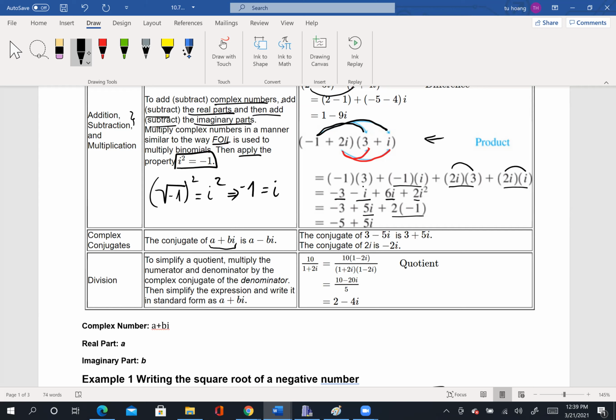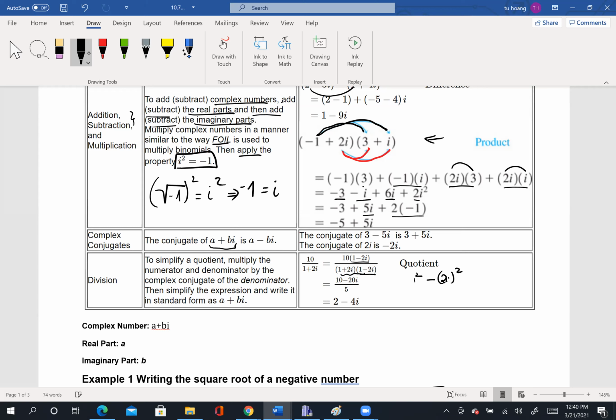So let's do an example over here. What you have is 10 divided by 1 plus 2i. What you're going to do is multiply by the conjugate of the bottom, which is 1 minus 2i. You multiply it for the denominator and the numerator. So you're going to get 10 minus 20i over, just skipping a step, and the bottom can be rewritten as 1 squared minus 2i squared.